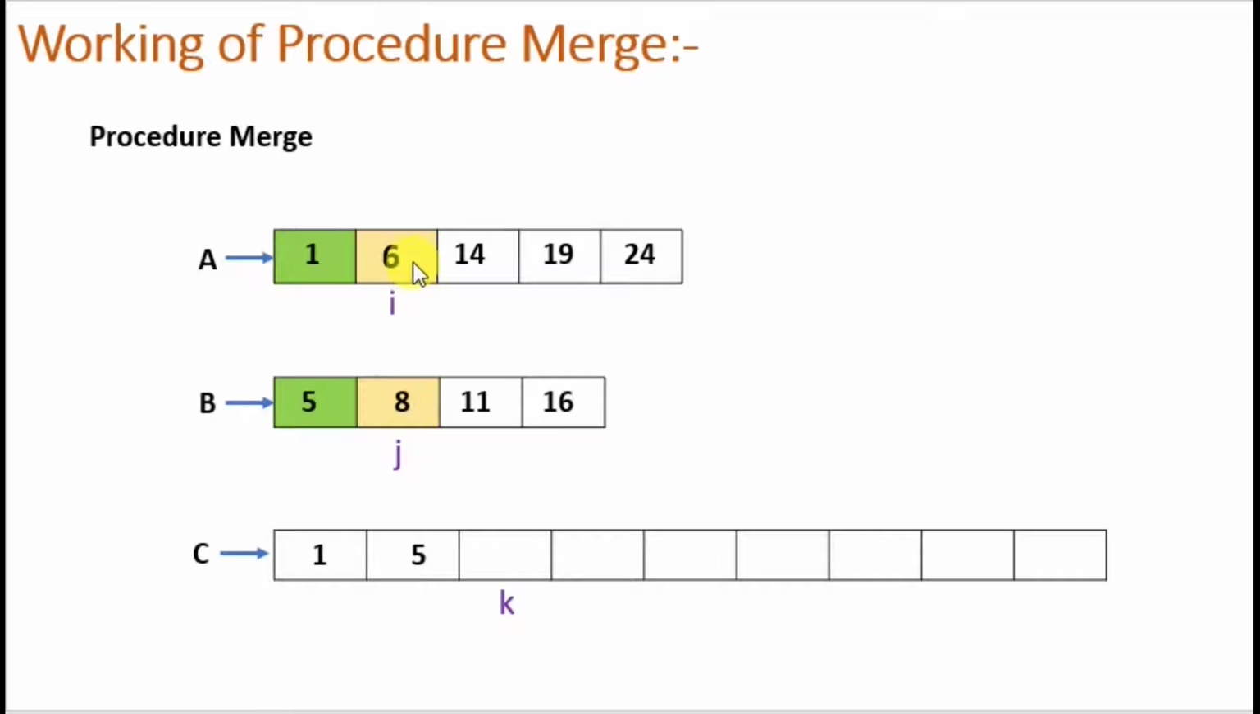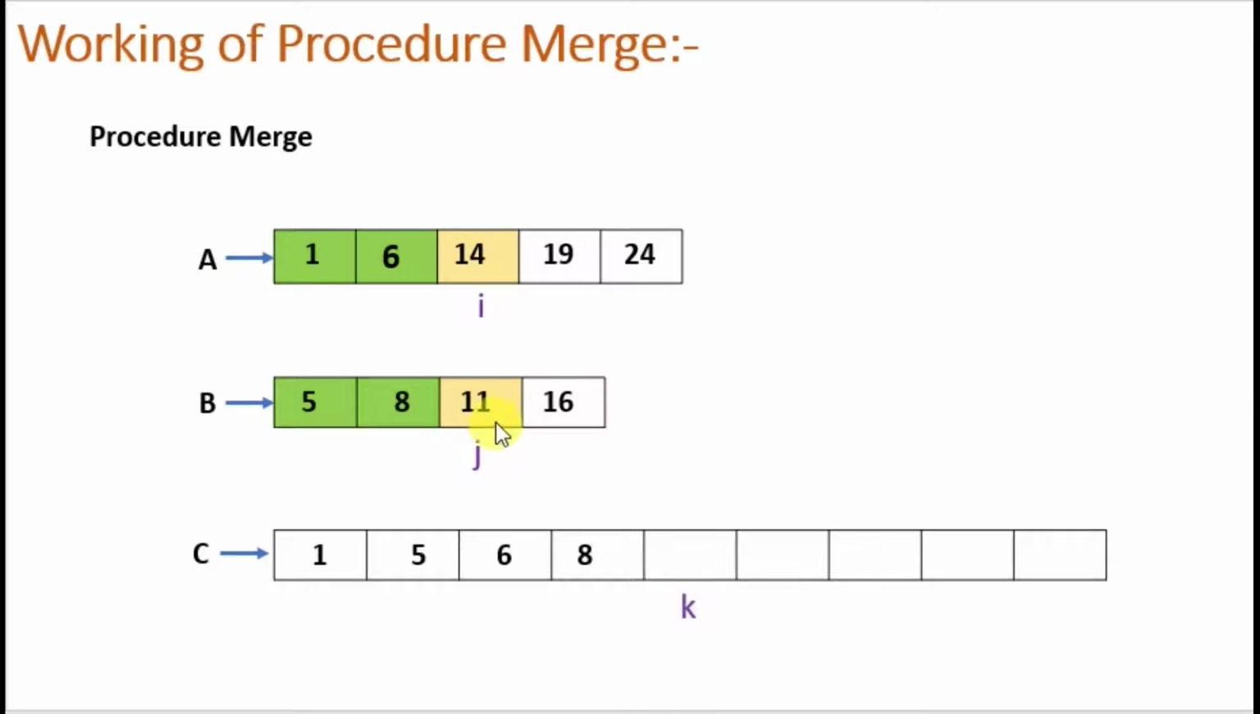So 6 is smaller, so it will move from A to C. Now I have moved 6 from A to C. After that we have to increment I and K as well. Now I and K got incremented. Next we will compare 14 and 8. 8 is smaller, so it will move into C of K and J will get incremented. Now 8 got copied from B to C and J and K got incremented.